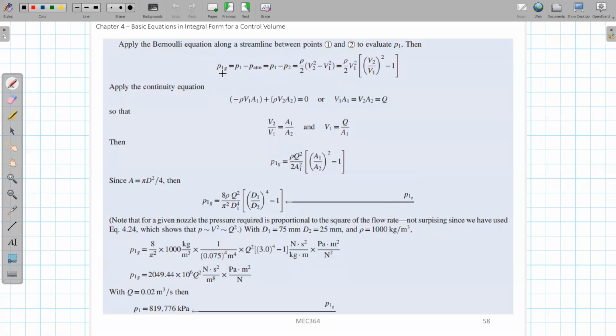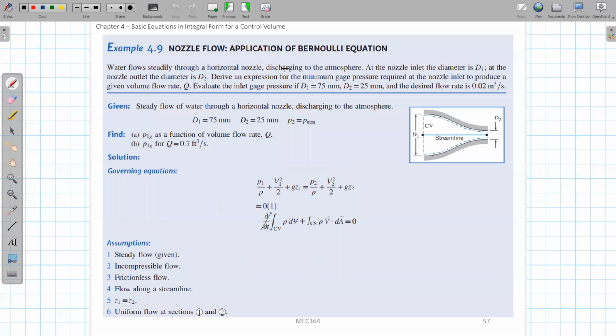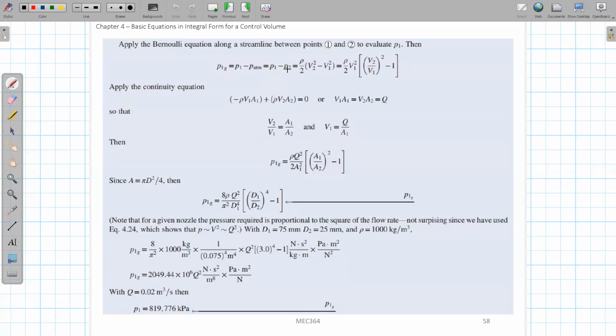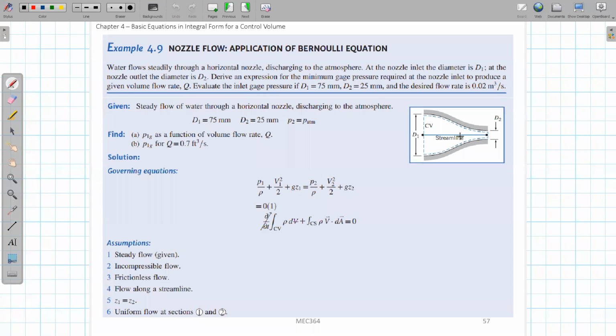So basically, the gauge pressure at the inlet, P1G, will equal P1 minus P2, because P2 is equal to atmospheric pressure. And this P1 minus P2 can be given directly from the Bernoulli equation, because you just need to move P2 to the left and everything else to the right. That's why this P1 minus P2 will be equal to this value, and this value we get from the Bernoulli equation. And because the flow is moving horizontally, Z1 and Z2 are the same value, so they cancel.